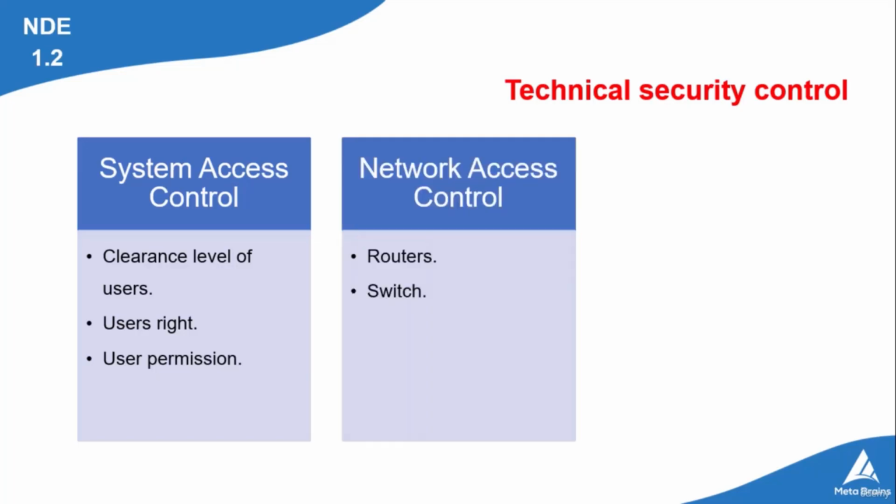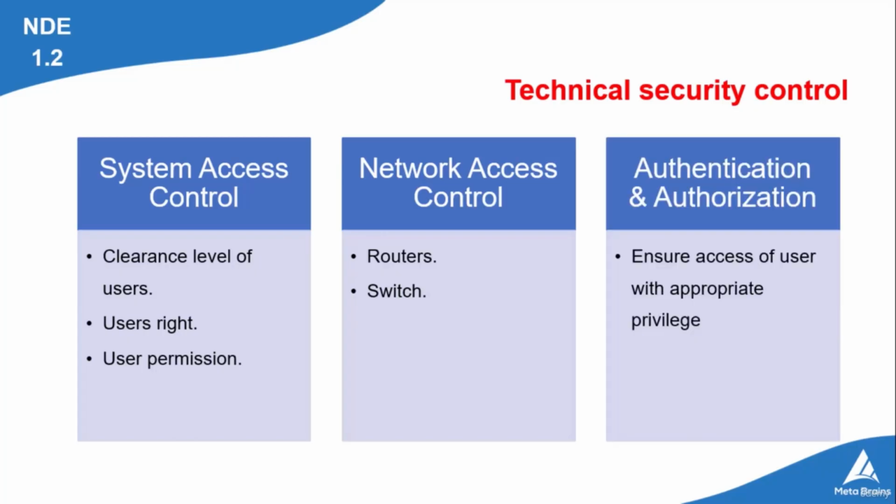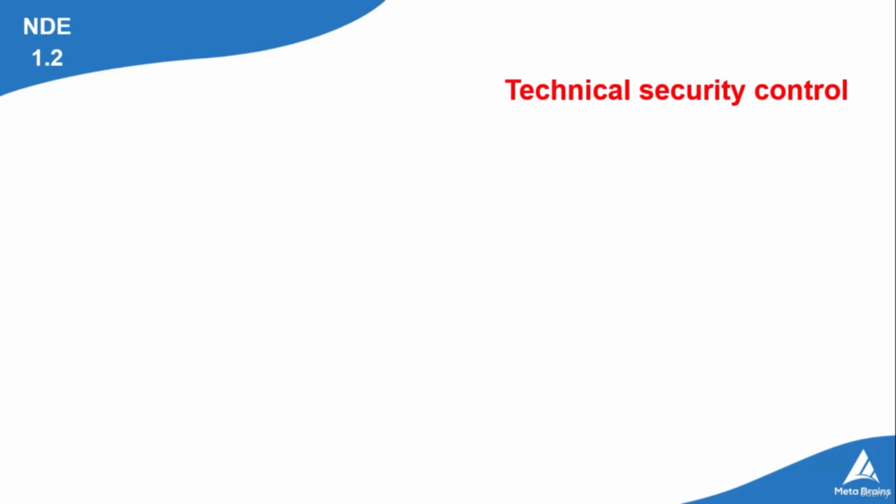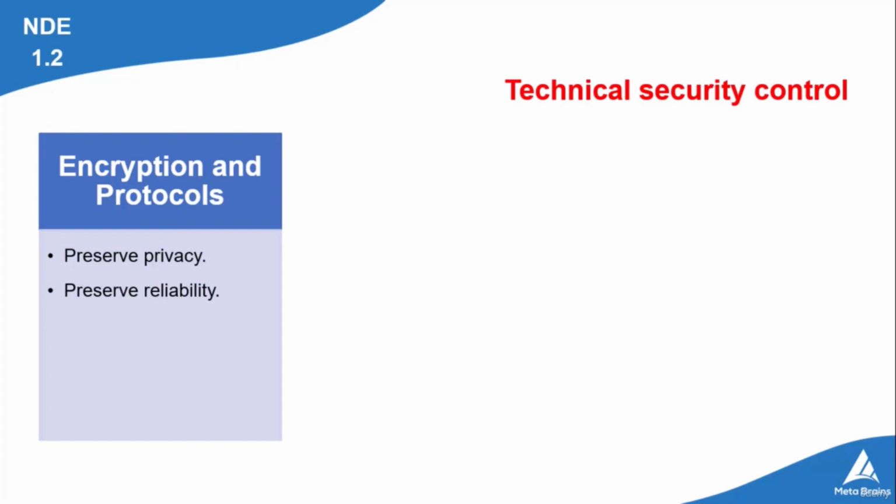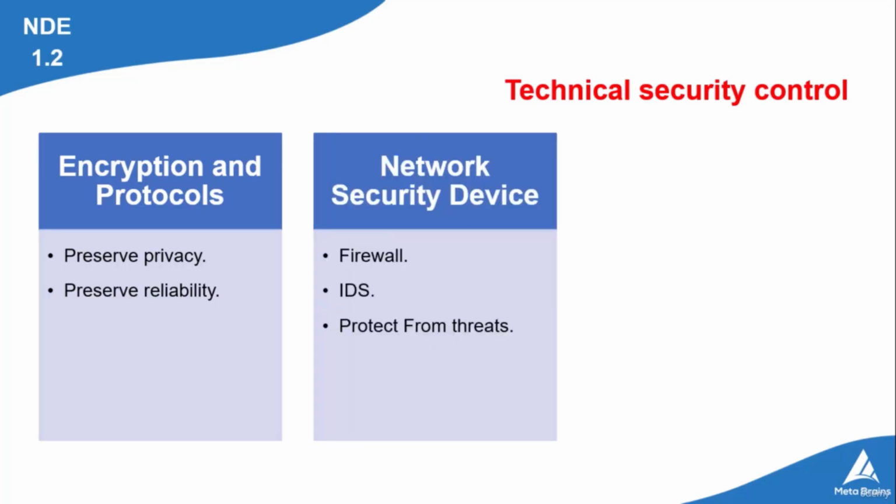Network access controls, which are configured on networking devices like routers and switches. The authentication and authorization layer ensures that users access the level of security with appropriate privileges. Encryption and protocols, which preserve privacy and reliability. Network security devices, which are tools used to protect our network from unauthorized access, consist of firewalls, IDS, filters and detect protection from threats, and more.